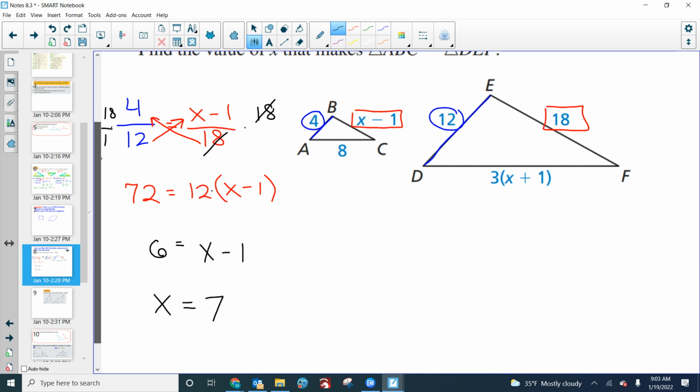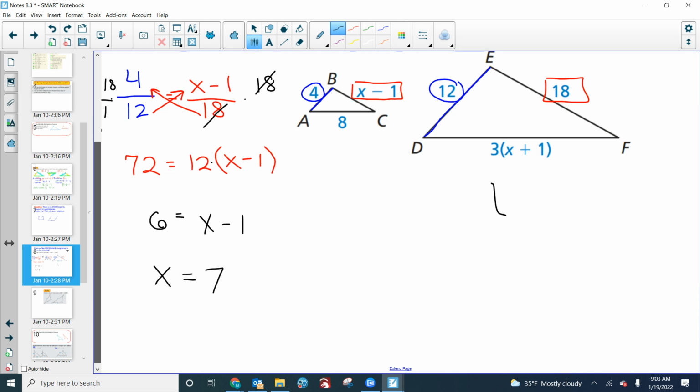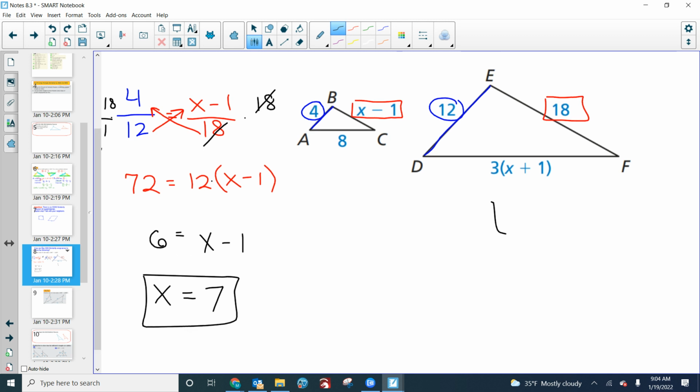Now, watch up here. What's the scale factor to go from small to big? 4 to 12 was a scale factor of times 3. If this is 8, what should this side be? 24. Everybody agree? Let's plug in 7. What's 7 plus 1? 8 times 3? 24. It works. So x is 7 is my answer. If they asked you to find the side lengths, you would plug 7 in, and you'd get 6, and you get 24.